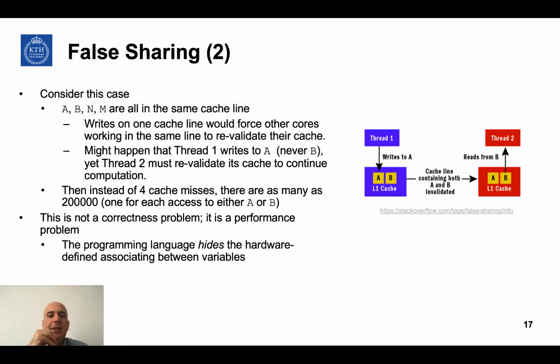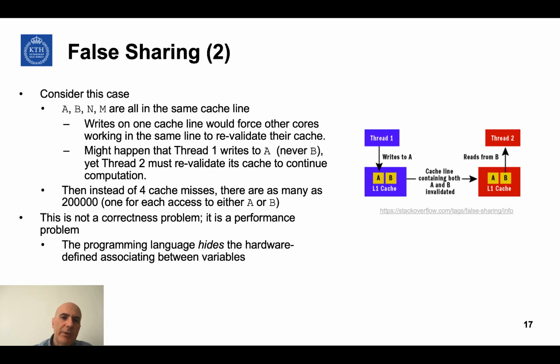So in this case, instead of having 4 cache misses, there are as many as 200,000, one for each access of either A or B, right? If A and B are on the same cache line, an update of A by one thread will revalidate the cache of thread 2 because the cache line has been updated. This is not a correctness problem. It is just following a protocol for cache updates. It is actually a performance problem, right?